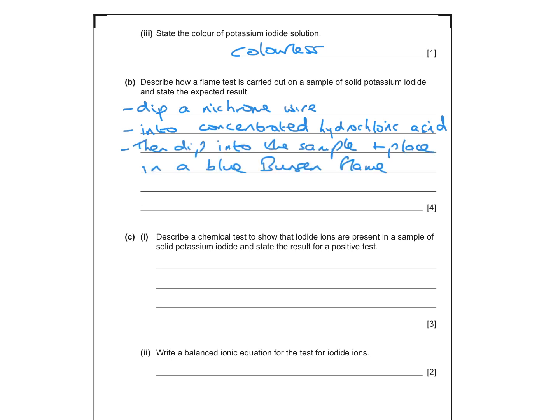And we use a blue flame because it's a very faint colour, so any colour that's produced will be seen easily. If you used the luminous or the yellow flame, that would mask the colour that the metal compound would produce. And now we have to state the expected result. Well, this is potassium iodide, so potassium ions would produce a lilac flame.